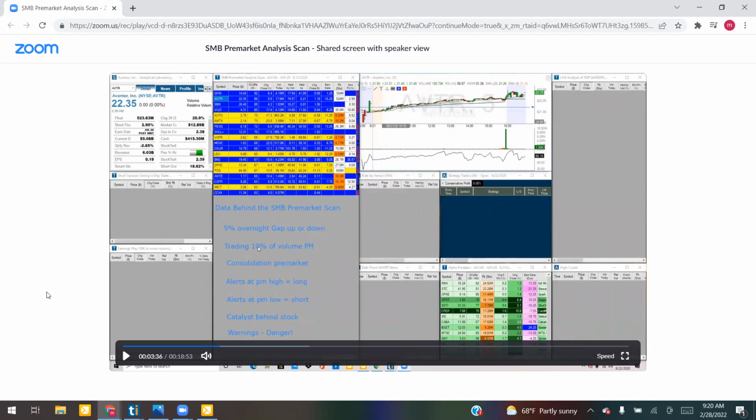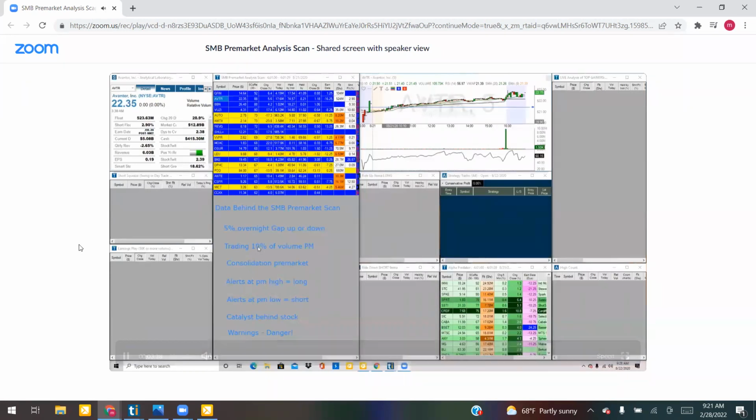So we're looking for stocks that are already moving. That 5% is a key, because often I'll hear people say, well, how come this stock is not appearing on the SMB scan? It meets all the other filters. It's simply because it has not gapped up or down 5%. Okay, let's continue.